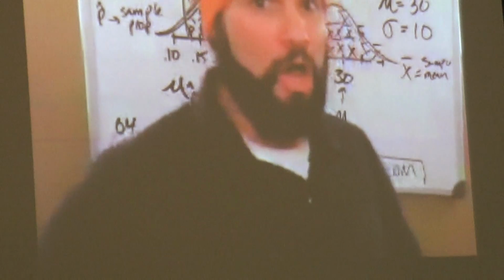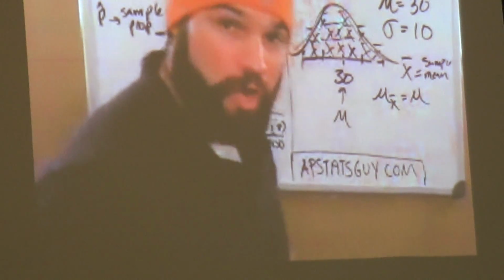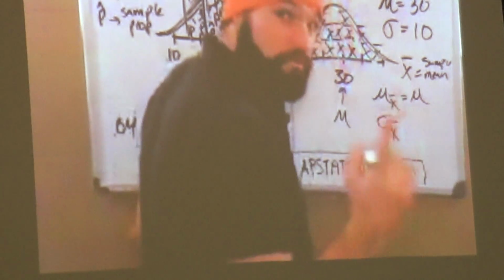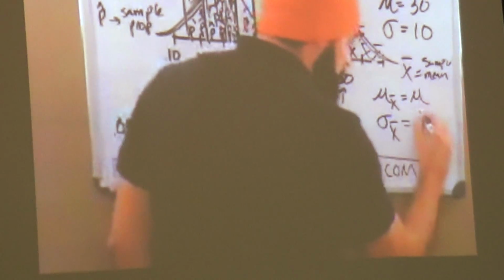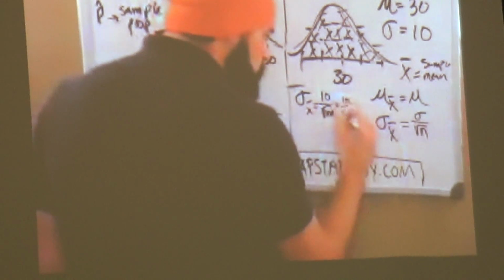And we know, because our formula sheet tells us this, that the mean of all the x-bars is just the true mean of the population. So all the x-bars are centered around the true mean. The standard deviation of all the x-bars, the formula is given to you, is the population standard deviation divided by the square root of sample size. So suppose my sample is 100. The standard deviation of all these x-bars is the population standard deviation of 10 over the square root of 100, which is 10 over 10, which is 1.